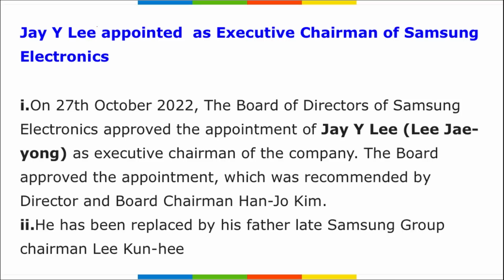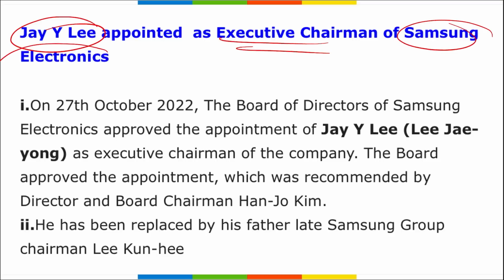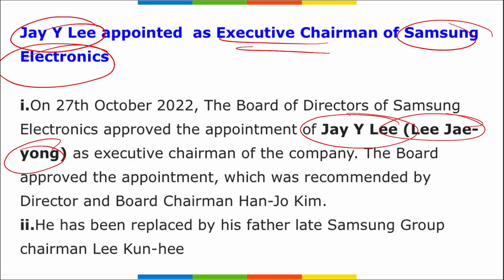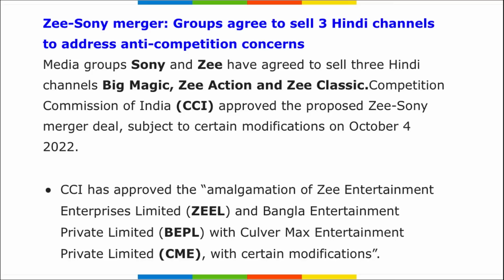Next, J.Y. Lee has been appointed as the new executive chairman of Samsung Electronics. He is also known by the name J.Y. Lee and Jae-yong, and he will be replacing whom? He will replace his late father who recently passed away, who was the chairman of Samsung Group, that was Lee Kun-hee, and he will be replacing him.